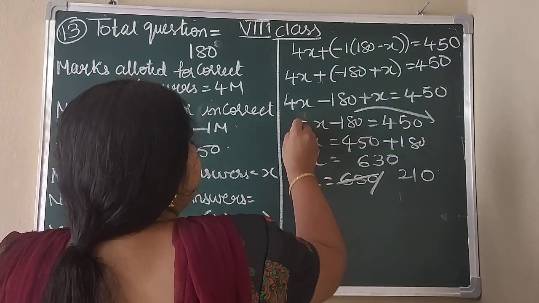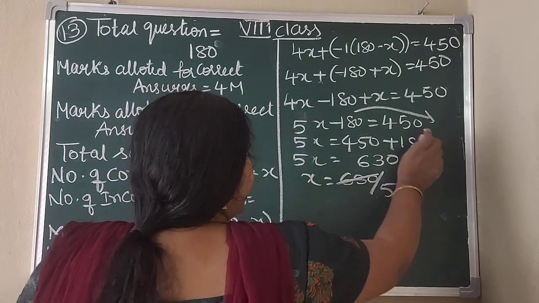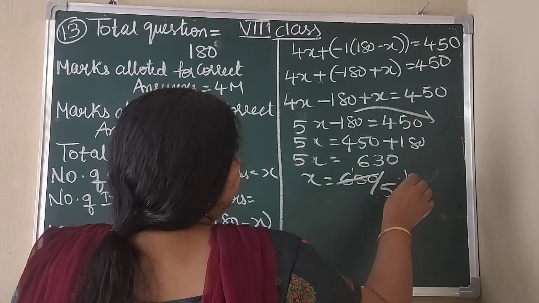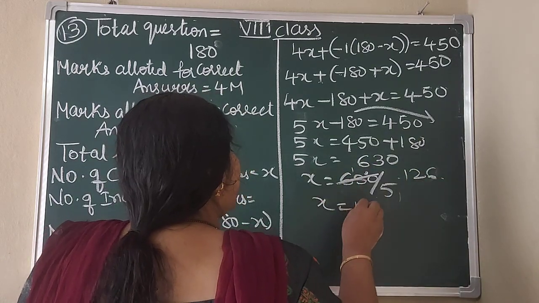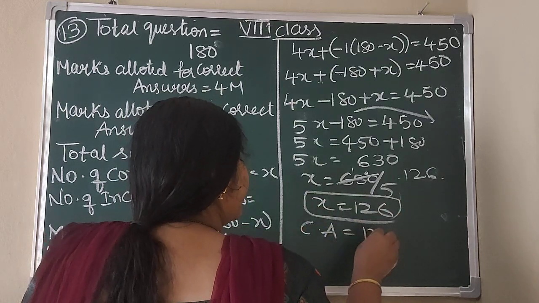So this is 5x. So divide by 5. 5 1 times will be 5, 5 2 times will be 10, 5 6 times will be 30. So x is equal to how much? 126. So that means the correct answers are 126.